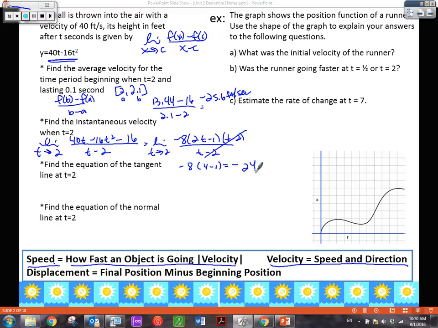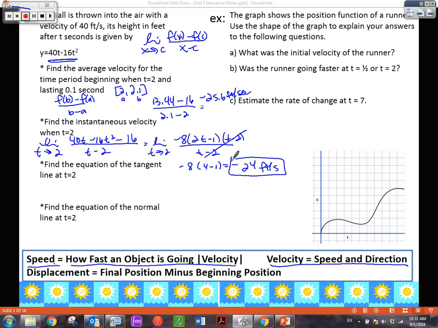So negative 24, my units are feet per second. So that is my instantaneous velocity. In other words, at the instant that t is 2, that's the velocity of the ball. Okay, at that exact moment. That's what instantaneous velocity means, at that exact moment. Okay? Equation of the tangent line.